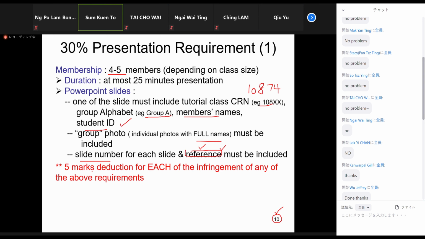And this PowerPoint slide or this file will be uploaded onto Moodle after this class, in the next few days. Just bear in mind, this is the checklist. If you don't fulfill any of the requirements, 5 marks each.